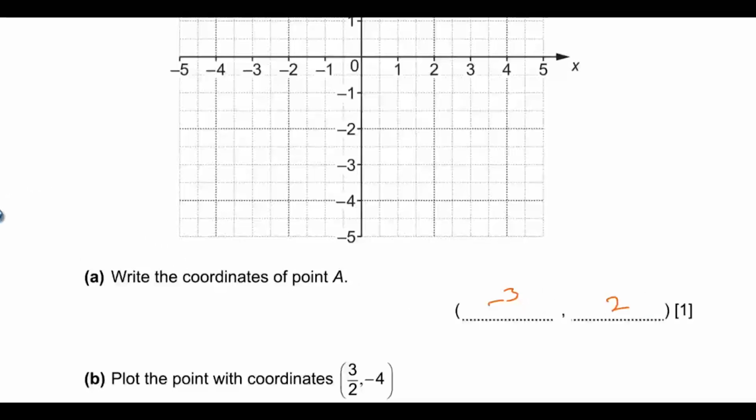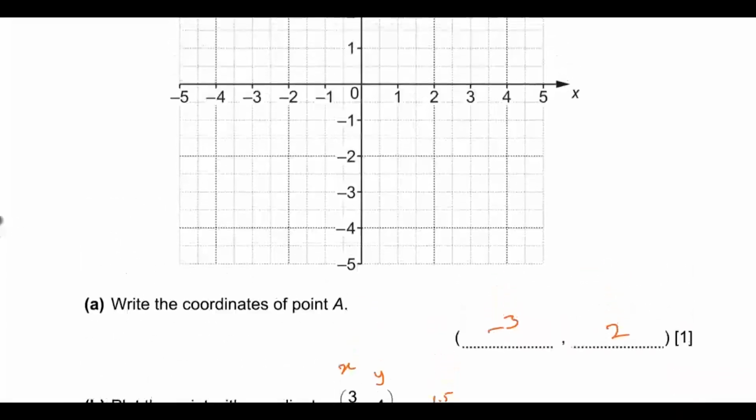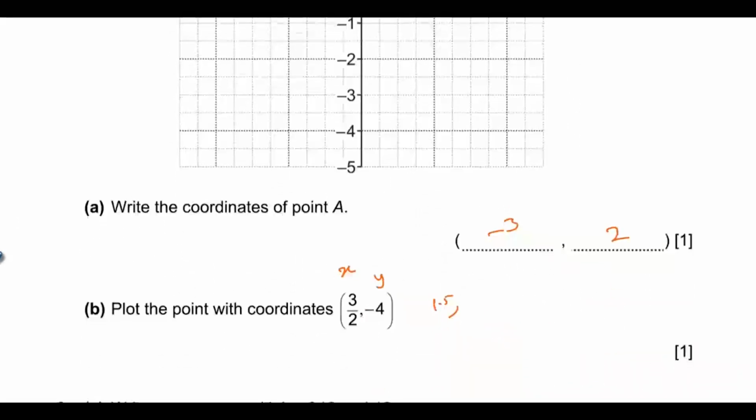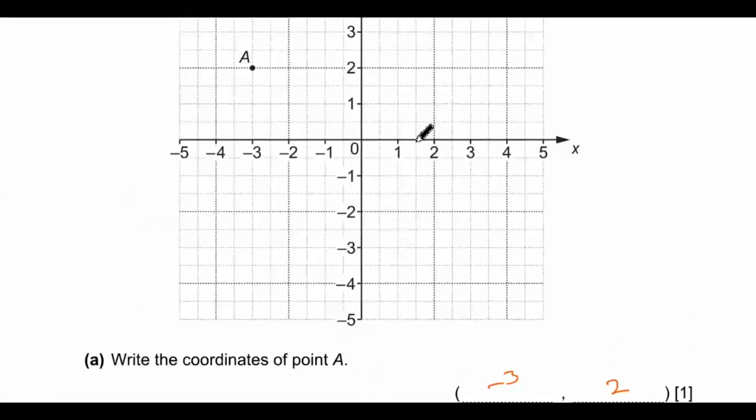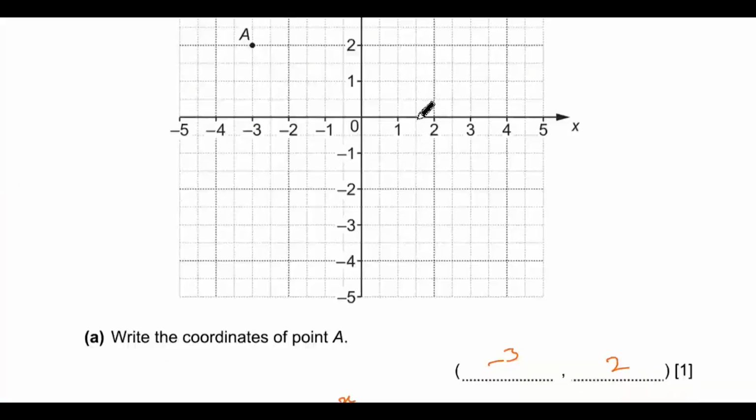Okay, so part B, plot the point with coordinates 3 over 2, comma, -4. So this is the value of x and this is the value of y. 3 over 2 means 1.5, as a decimal number. So we just go to where you have x equals 1.5. And what is the corresponding value of y? -4. So x equals 1.5, then -4 will be down here. So this is the location of point B.